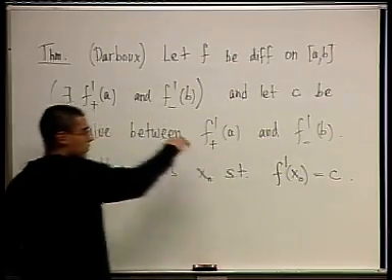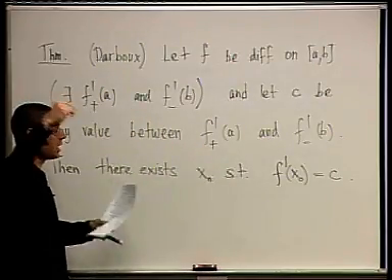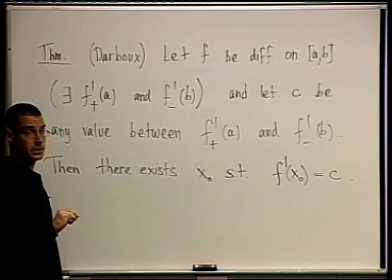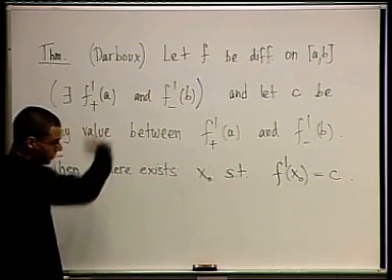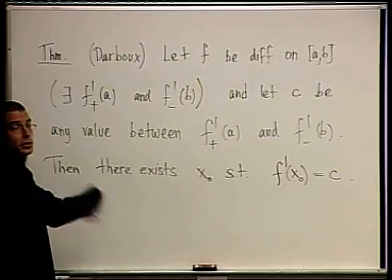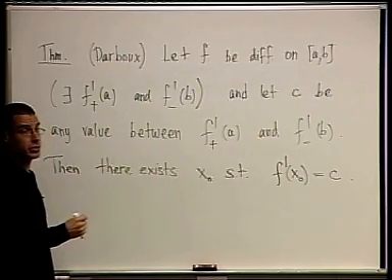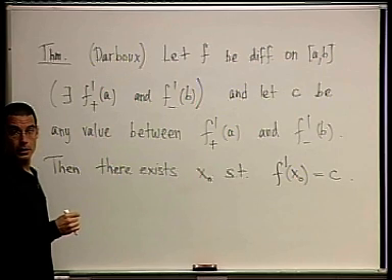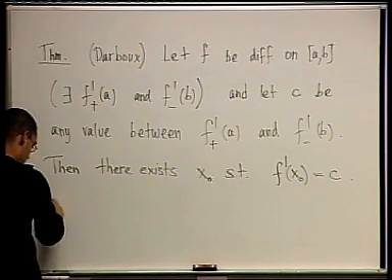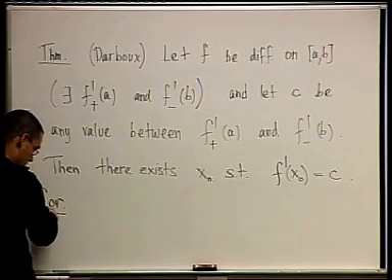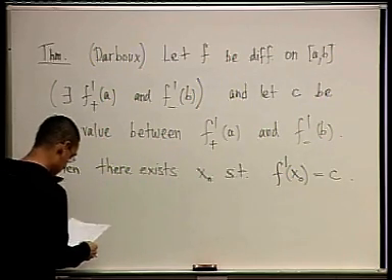So any value between the values of the derivative at the endpoints must be attained at some point on the interval. Okay, so do you see that this is a sort of intermediate value theorem? It's just for the derivative. Yep. Okay, and a corollary of this, which is what we're really interested in, is the following.